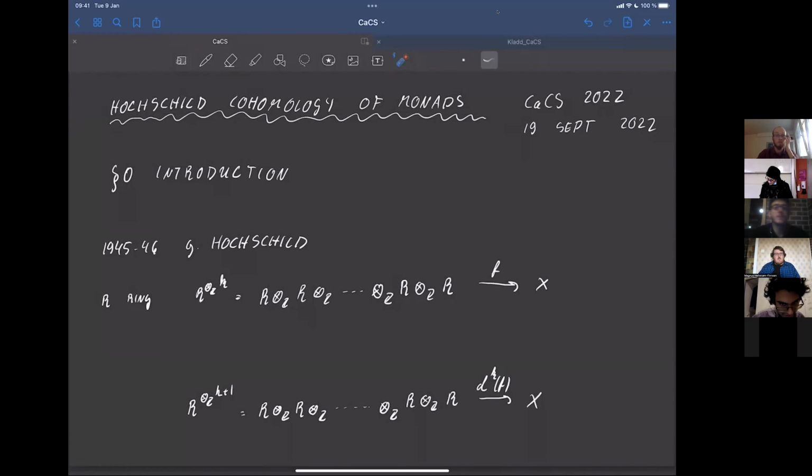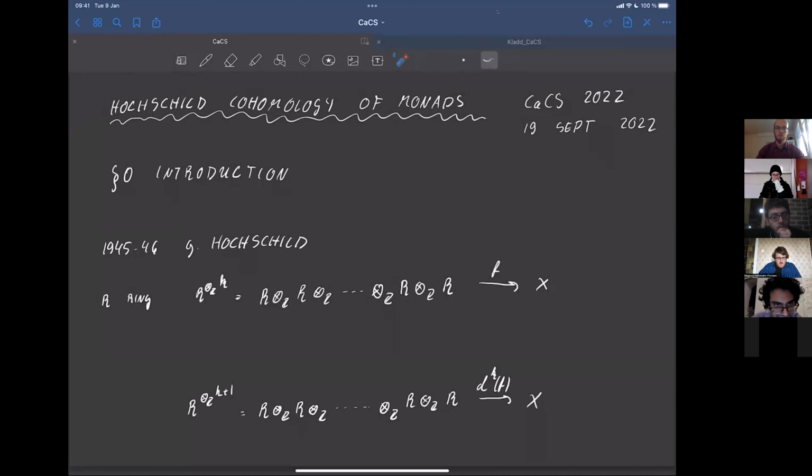So I will talk about some work in progress on Hochschild cohomology of monads. Today I think I'll mainly focus on some categorical combinatorics of how monads can be fitted into Hochschild's classical definition of this cohomology theory for algebras or rings.